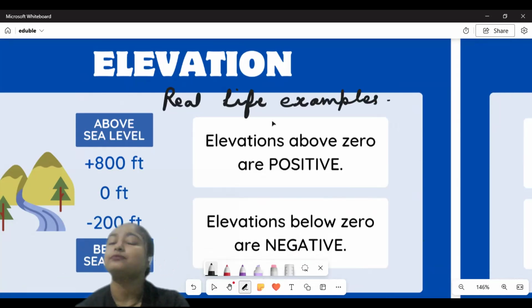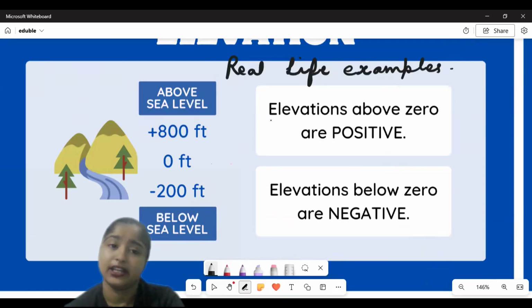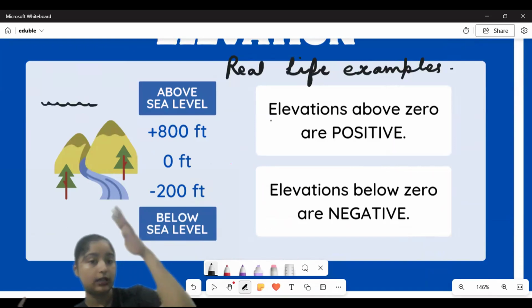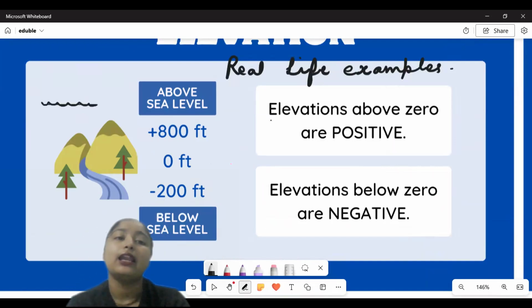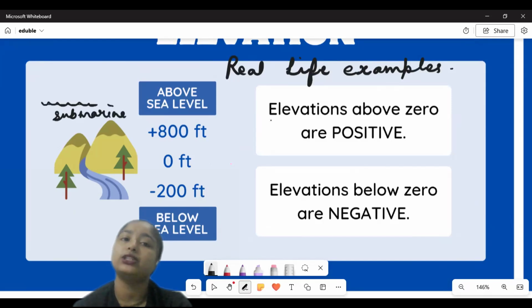Okay, now see questions like this. Let's say a submarine is there, and what's a submarine? A ship that travels below, like under the sea. That's what the submarine is, right? Now let's say the submarine is below the sea level.